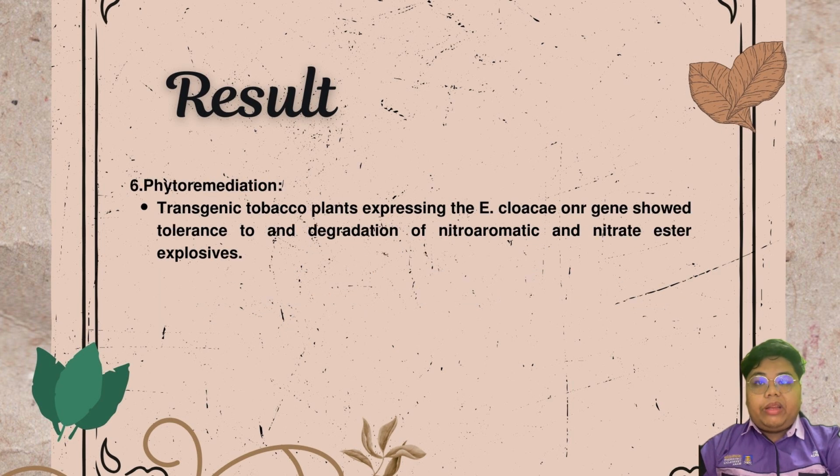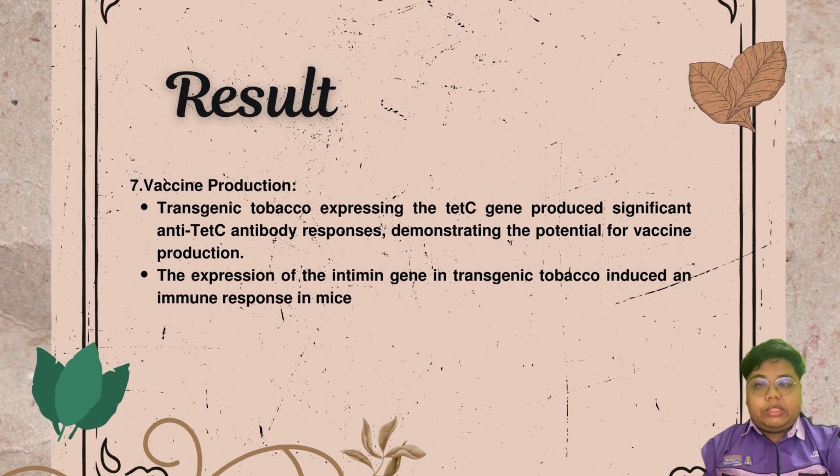Sixth, phytoremediation. Transgenic tobacco plants expressing the E. cloacae ONR gene show tolerance to and degradation of nitroaromatic and nitrate ester explosives. Seventh, vaccine production. Transgenic tobacco expressing the TETC gene produced a significant anti-TETC antibody response, demonstrating the potential for vaccine production. The expression of the intimin gene in transgenic tobacco induced an immune response in mice.